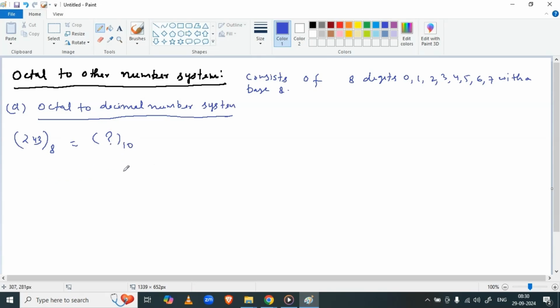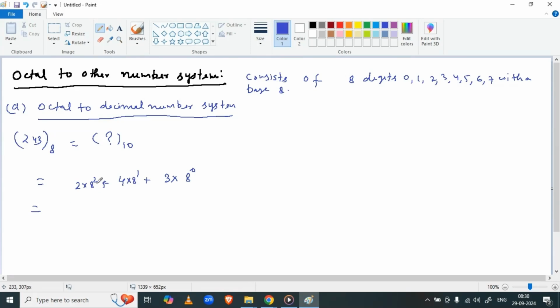We will use the positional weight of each and every digit of this number. In 243, this is the unit digit, this is the tens digit and this is the hundreds digit. So we write it as 3 into 8 to the power 0, plus 4 into 8 to the power 1, plus 2 into 8 to the power 2.